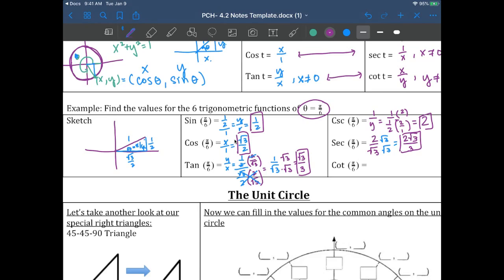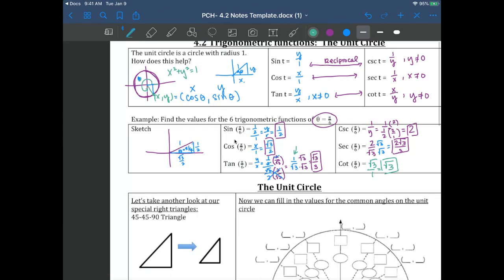So cotangent of pi over 6 is the reciprocal of what? It's the reciprocal of tangent. Knowing that, really this 1 over root 3 is the tangent ratio. So I'm going to go ahead and reciprocate that so that my root doesn't end up in the denominator. So the cotangent would be root 3 over 1, which is just the square root of 3. Okay. All right, let's look at the next ones here.